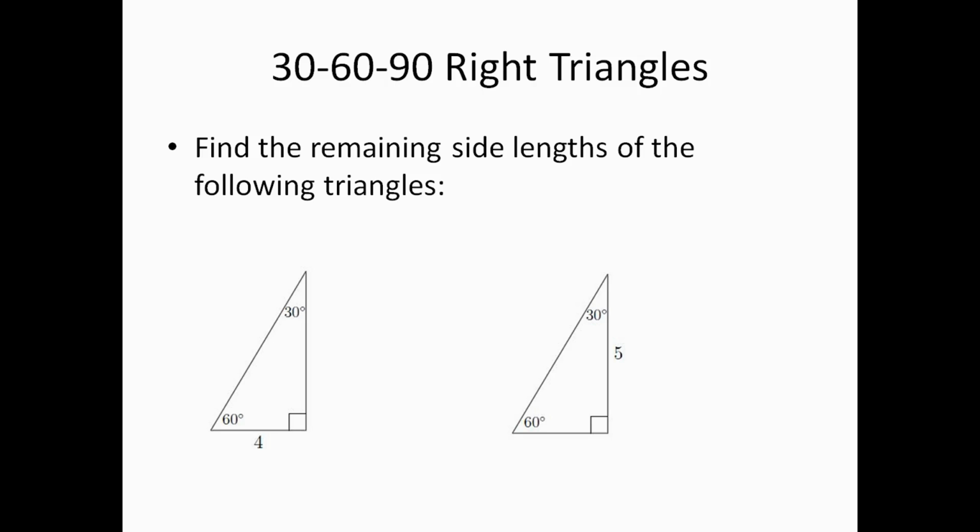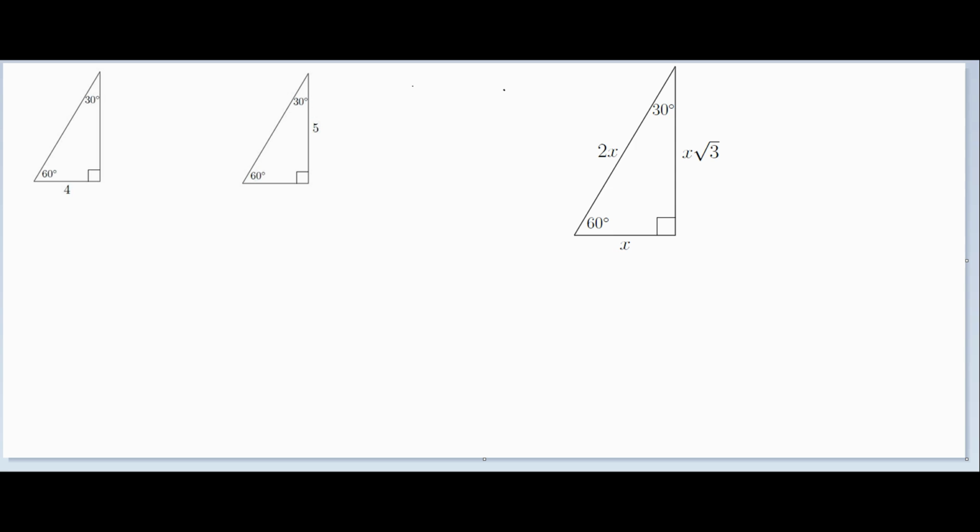So here are examples of 30-60-90 right triangles, and a basic problem might be to find the remaining sides. So let's take a look at how we would do that. Okay, so here we have the two examples on the left, and on the right we have a general 30-60-90 right triangle expressing the basic ratios of the sides.